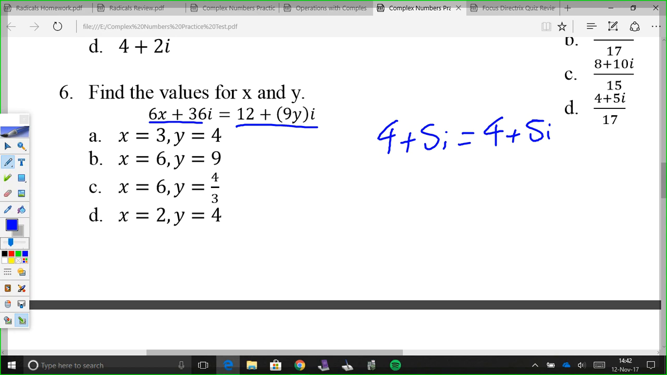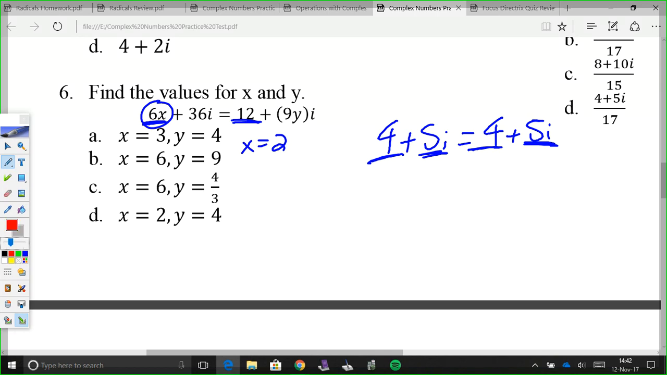That's the premise of this problem. These are equal to each other because the 4 is equal to the 4, and the 5 is equal to the 5, so those are the same. So in my problem, I have the 6x, and I need the 6x to be equal to a 12, right? I need those to be the same. So if 6x is supposed to be 12, then what is the x? 6 times what? Well, the x would be 2, because 6 times 2 would make that 12.